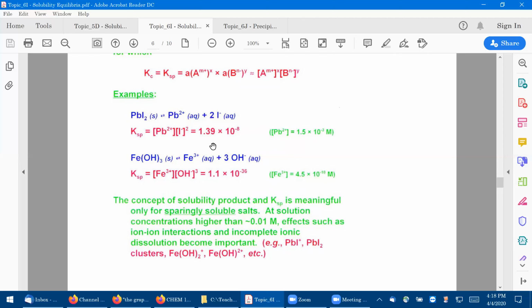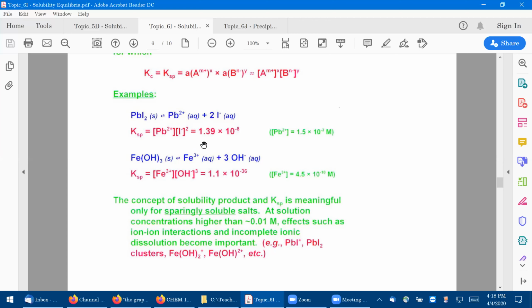Now it's important for these kinds of equilibria to keep in mind that the lead ions and the iodide ions do not have independent concentrations. They're related by the stoichiometry of the salt. In other words, there are two iodides for every lead ion. So we always know that that's the ratio of lead ions and iodide ions in solution. And that value for the Ksp of 1.4 times 10 to the minus 8 means that these two concentrations, which are always in a 1 to 2 ratio, are fixed.